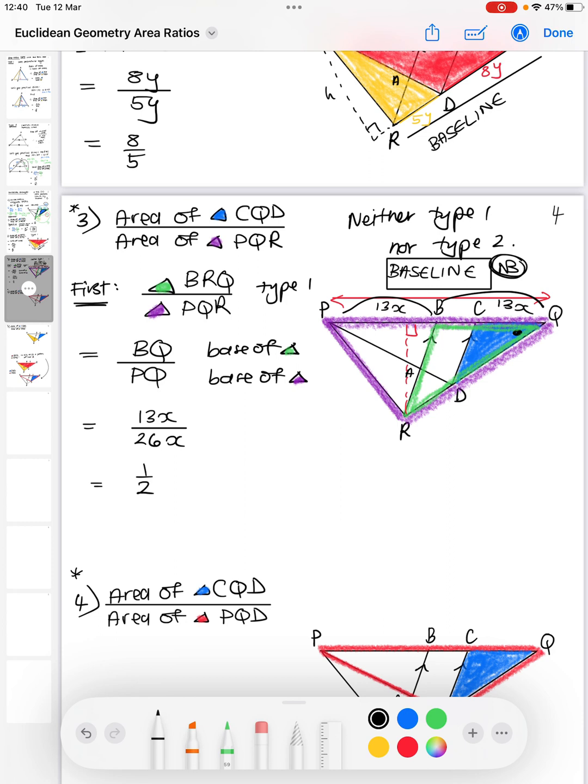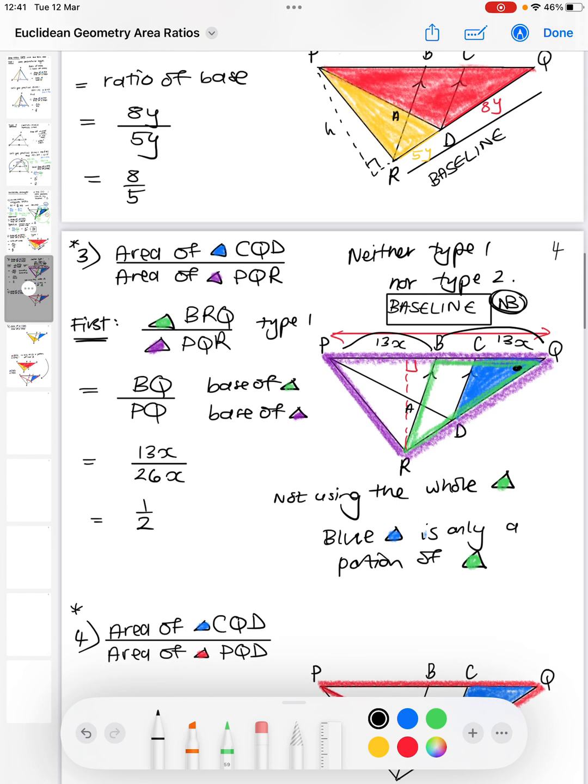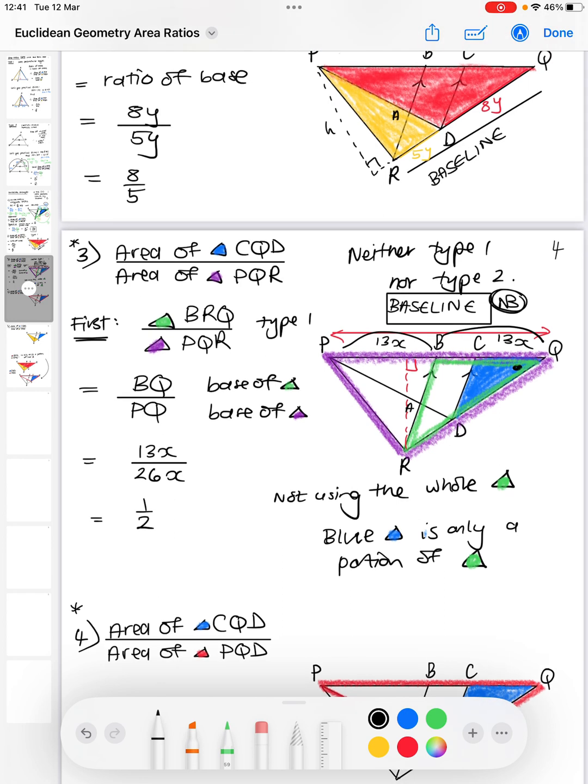That's easy enough. But what's important here is that we are not using the whole green triangle. The green triangle was never part of the question. We are interested in the blue triangle. Now the blue triangle is only a portion of the green triangle. And what portion are we working with? The portion that we have identified in the first question. So we're asking what portion is the blue triangle of the green triangle?